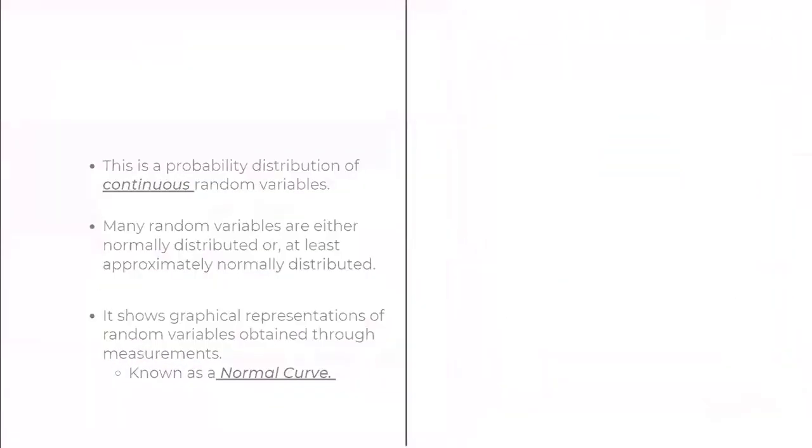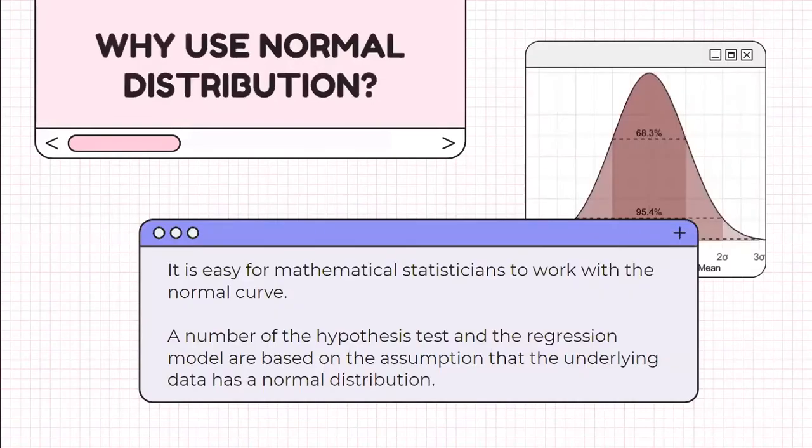Moving on, why do we use a normal distribution? For mathematical statisticians, they use normal distribution because it is easy for them to work with a normal curve. However, this is not only limited to mathematical statisticians, because teachers, students, scientists, and other people can also use it since a number of hypothesis tests and the regression model are based on the assumption that the underlying data has a normal distribution.